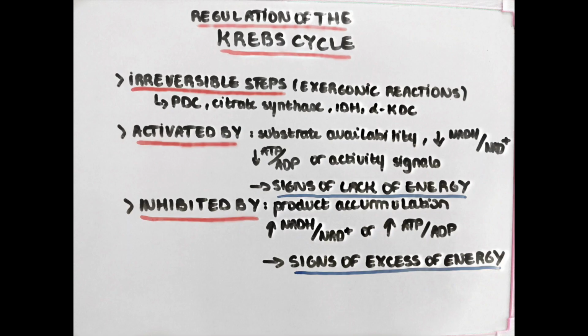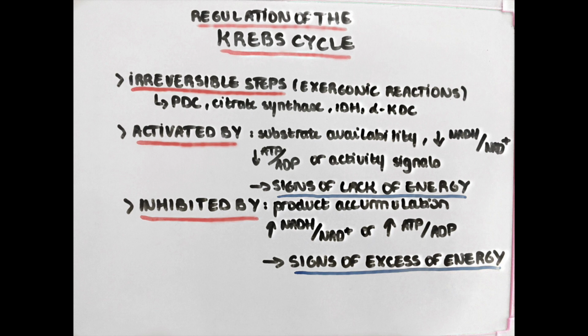The regulation of the citric acid cycle happens when there is too much energy or not enough produced. So the reactions that are going to be regulated are the pyruvate dehydrogenase complex, the citrate synthase, the isocitrate dehydrogenase enzyme, and the alpha ketoglutarate dehydrogenase complex.